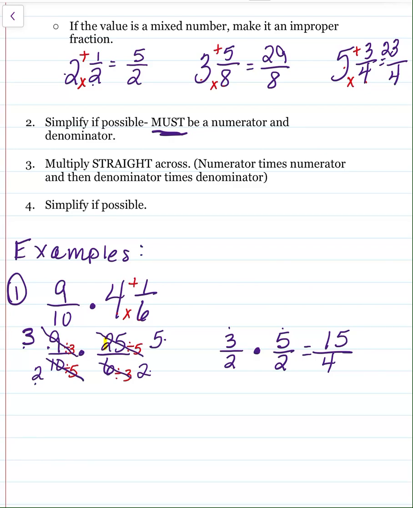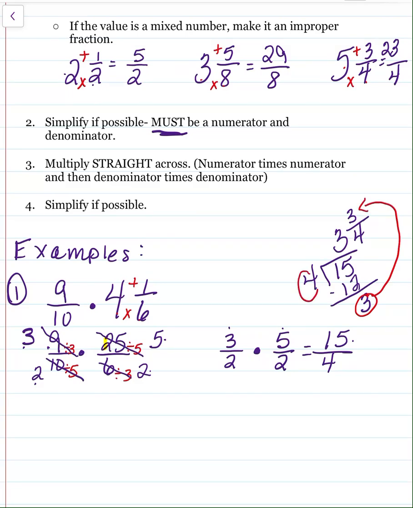So to fix improper, we're going to divide. Remember, we do NITO. The numerator goes in and the denominator goes out. So I'm just going to kind of do it up here. So 15 divided by 4. So 3 times 4 is 12. Subtract. I get 3 left over. Remember, our remainder becomes our numerator and our denominator stays the same. So our answer will be 3 3/4.